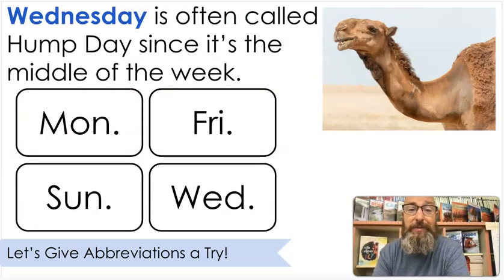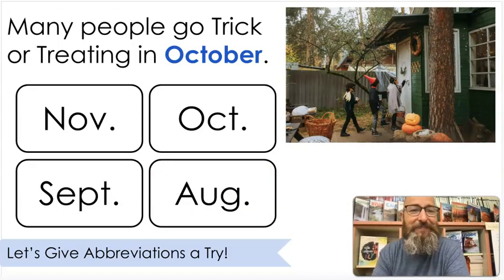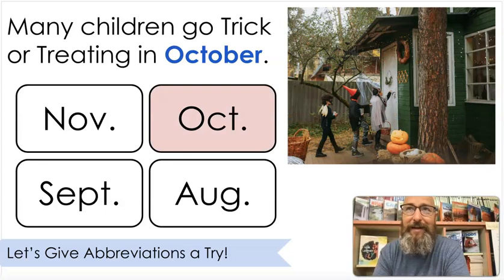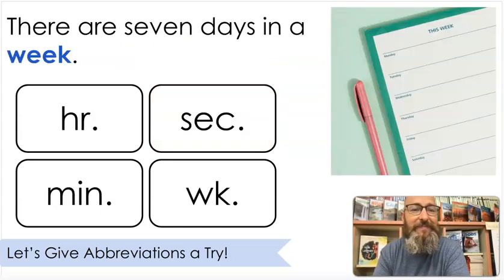Wednesday is often called Hump Day, since it's the middle of the week. Which abbreviation would be for Wednesday? I did that answer really quick. I'll slow down next time. Many people go trick-or-treating in October. What abbreviation would be for October? Capital O-C-T. That's correct. There are 7 days in a week. What would be the abbreviation for week? WK, period. And again, lowercase because that is not a proper noun.